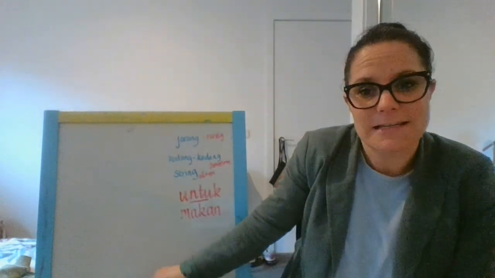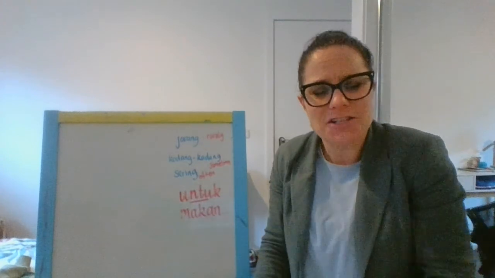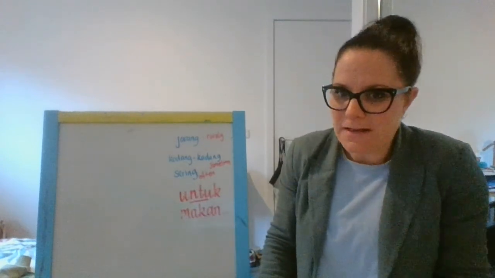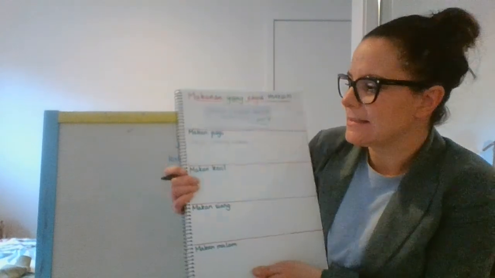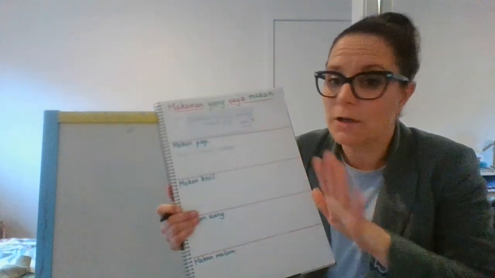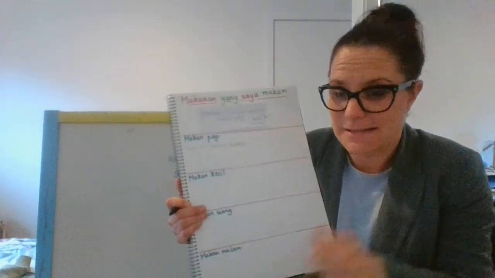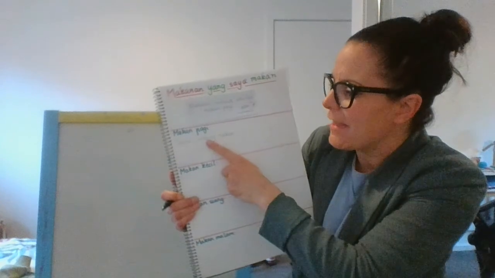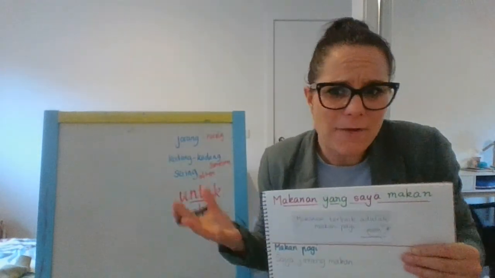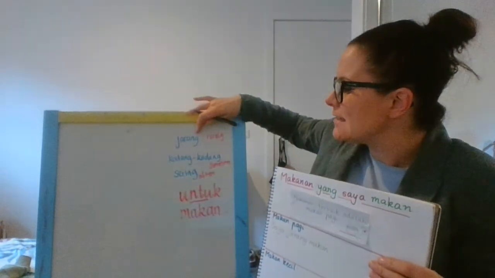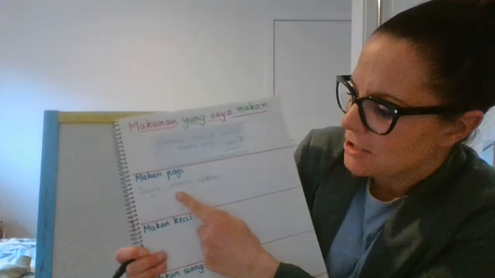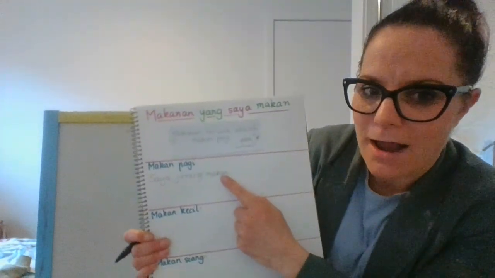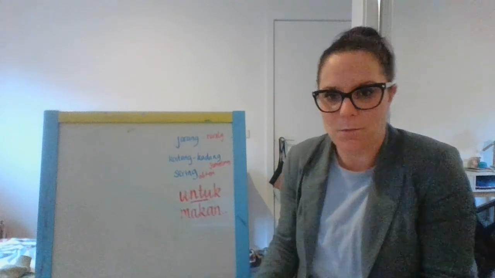And I'm going to write a sentence about the fact that I don't actually often eat eggs for breakfast. So my sentence will say, saya. All of your sentences will start with saya for this session. Saya. And then the word for rarely, because I rarely eat eggs for breakfast, is jarang. So saya jarang makan. I rarely eat. And then I write the word for eggs.